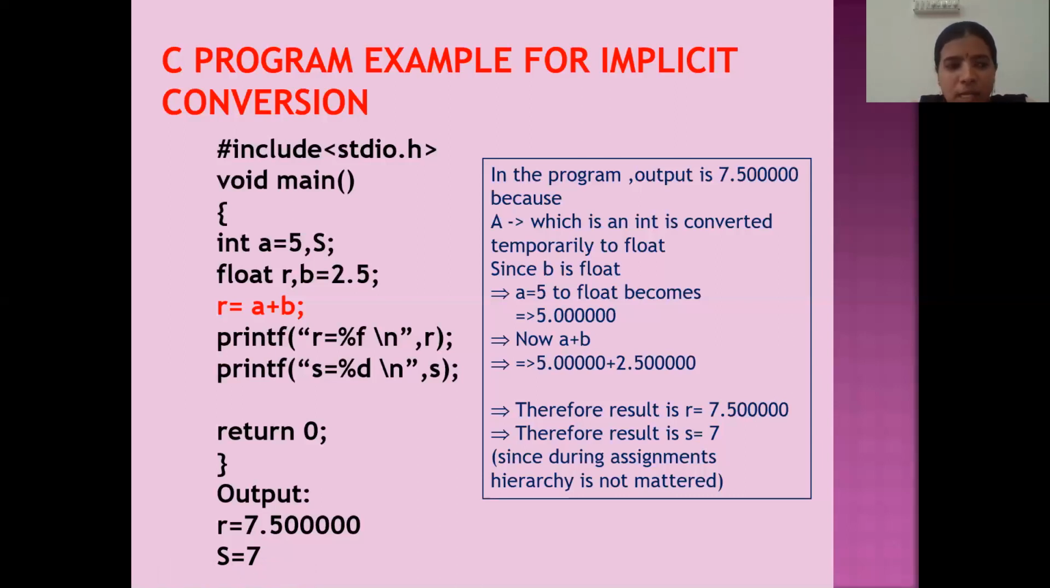5 by 2. 5 is an integer, 2 is an integer. The answer is always an integer. So therefore, the answer is 2. But because you are storing it in a float value, the value becomes 2.00000. Because implicit conversion converts a lower data type to a higher data type, but implicit conversion does not come into the picture when there is an assignment operation happening. Also remember, conversions are always temporary. They only happen during expression evaluation, and after that the values are retained.